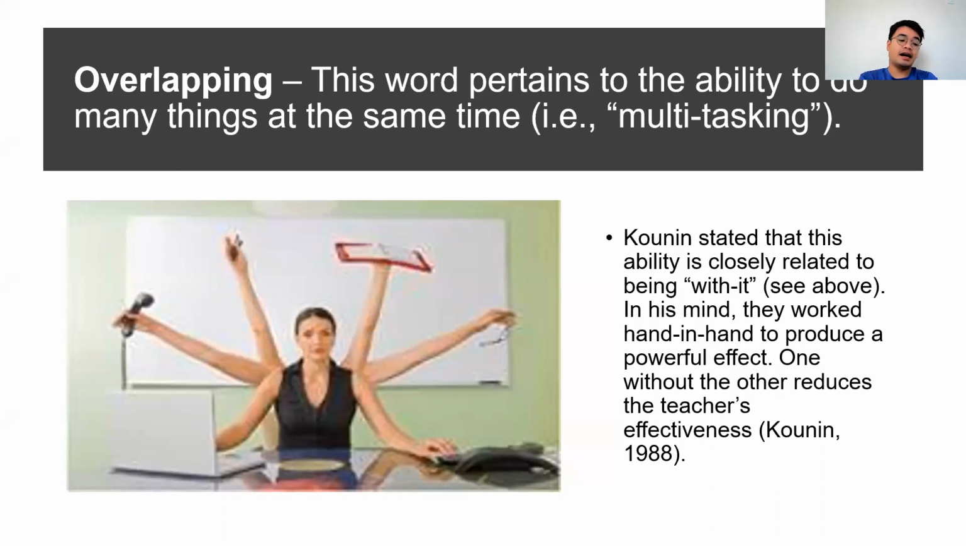Kunwari, nakaupo sila, tapos nagre-record siya. Nagre-record. Tapos nakita niya yung bata na may ginagawa sa likod. Boy, sa tabi, what are you doing? That's a manifestation of overlapping. Nagre-record siya, pero at the same time, minamanage yung discipline niyo. Okay? May witness doon kasi kahit nagre-record siya, alam niya kung anong ginagawa niya sa likod. Okay? With-it-ness and overlapping is two qualities of a teacher para sa effective teaching and classroom management.